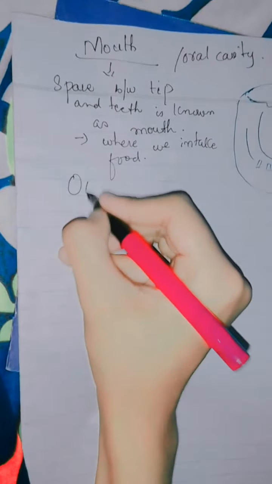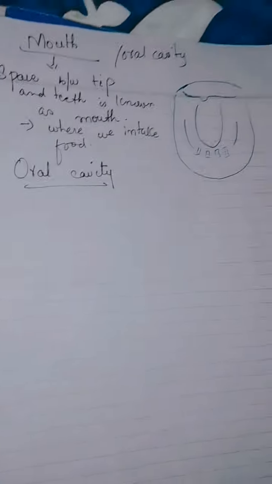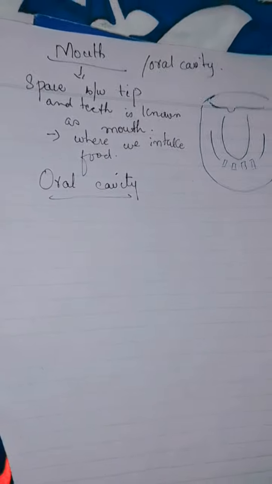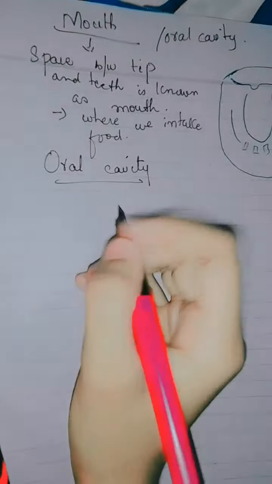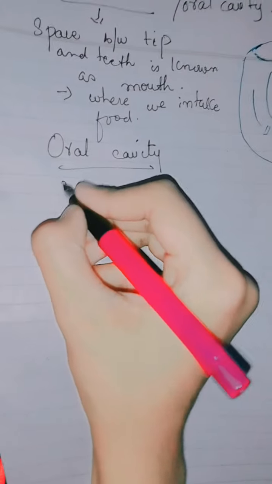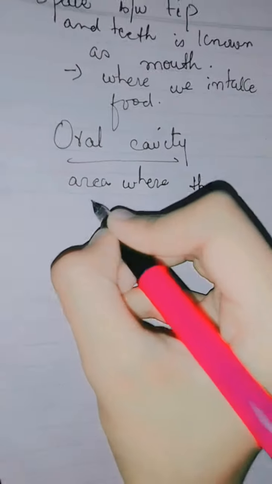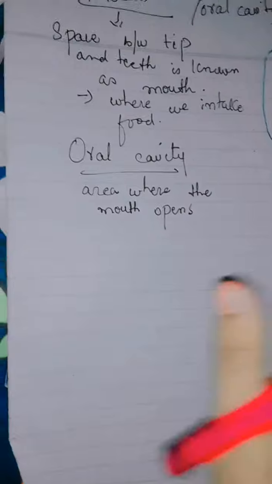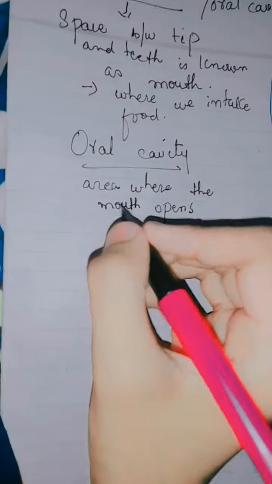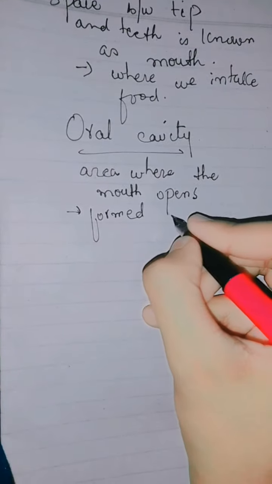Now if we talk about the oral cavity, what is the oral cavity? Oral cavity is basically the area that starts after the teeth, a room-type structure. When we open our mouth, it is a room-type structure that has walls as well as a floor. We can write here: the area where the mouth opens, that wide space, is known as the oral cavity, and it is formed by the upper and lower jaw.